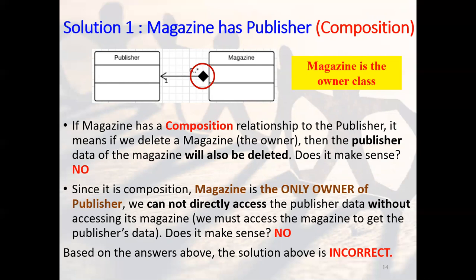Okay, and in terms of accessibility, since it is composition and magazine is the only owner of publisher, we cannot directly access the publisher data without accessing the magazine. We cannot get the publisher name, for example, without knowing the magazine object, the magazine owner. It also doesn't make sense. And therefore, based on this analysis, this design is incorrect.